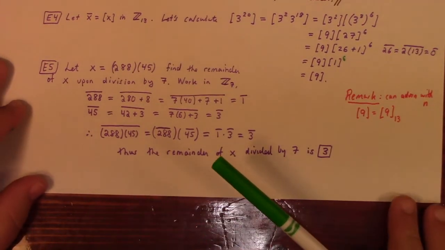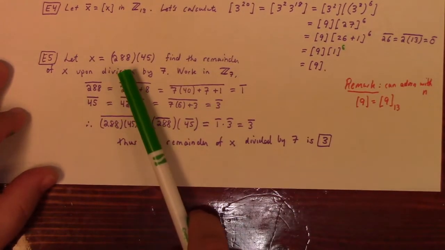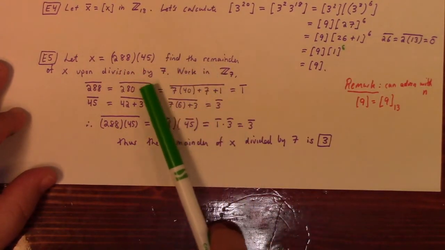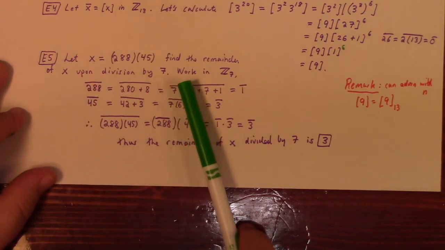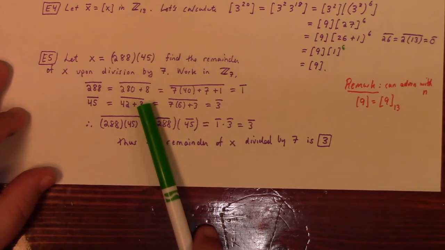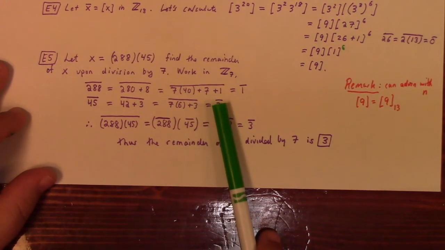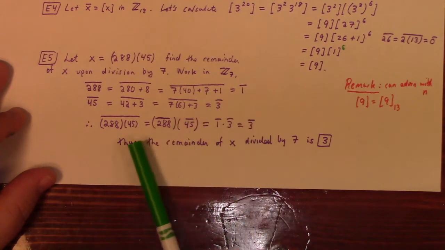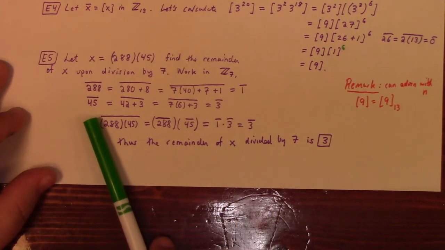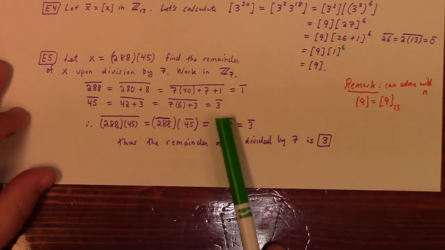Example 5. We have 288 times 45. I want to calculate the remainder of x upon division by 7. So we're going to work in Z7. 288 is 280 plus 8, which is 7 times 40 plus 7 plus 1. So that just reduces to 1 bar. Likewise, 45, you've got a copy of 6 times 7 there, so that drops out and just leaves you 3.